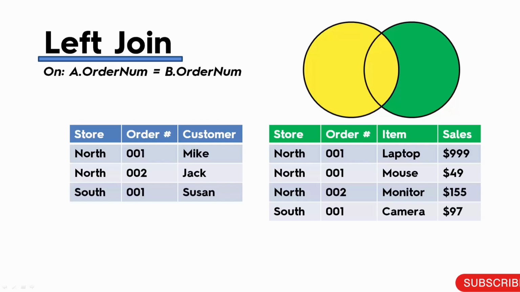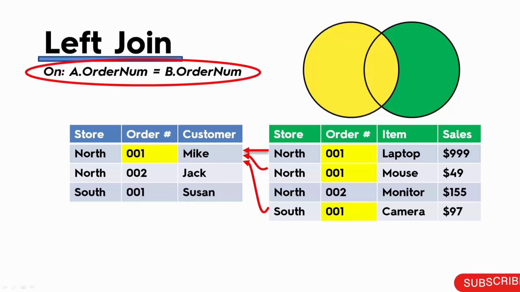So here, if we want to match order number in the left table to the right table, it'll look something like this. Order number 1 will be matched to order number 1 in the first row of the right table, in the second row, and in the fourth row. And as we can see, that's already incorrect because we're matching order number 1 from the Northern store to order number 1 from the Southern store via this third match. But let's see what happens further down.